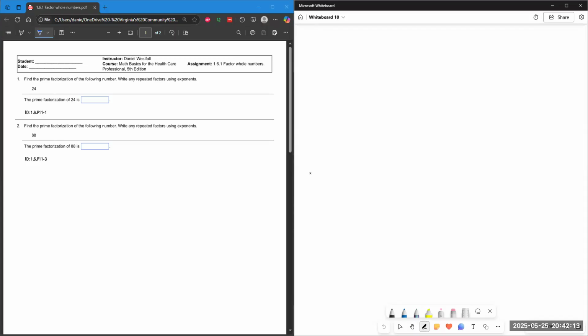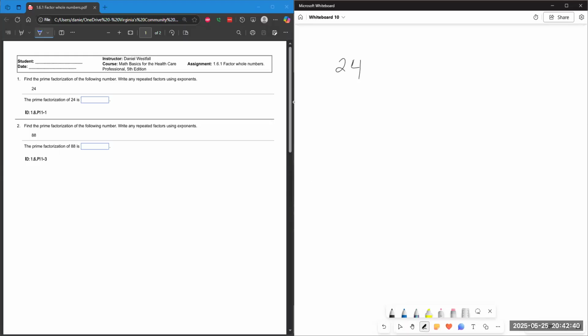So our first example here asks us to write the prime factorization for the composite number 24. A composite number is a number that has more than one prime factor, and a prime number can only be written as one and itself for factors. The first prime number being 2.